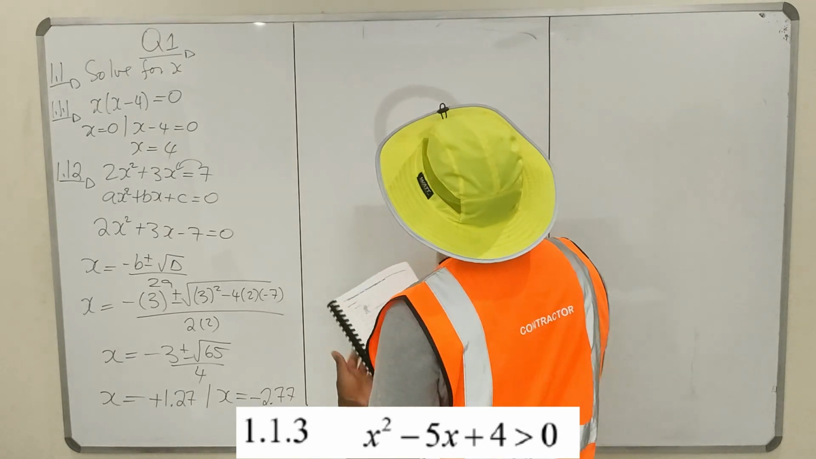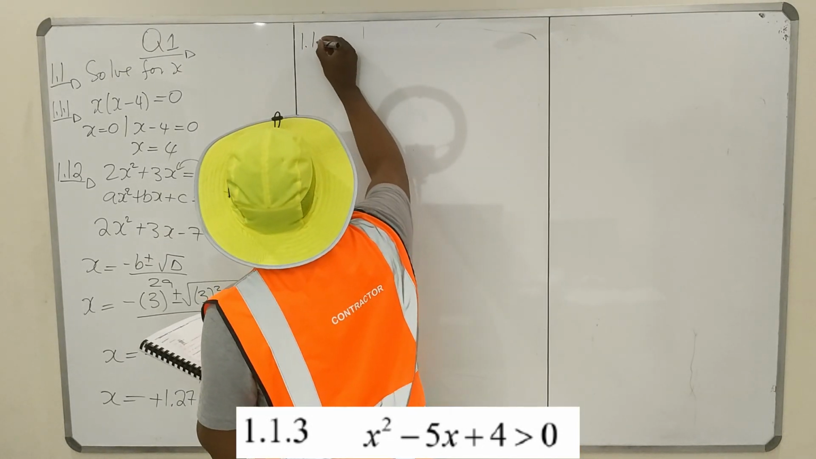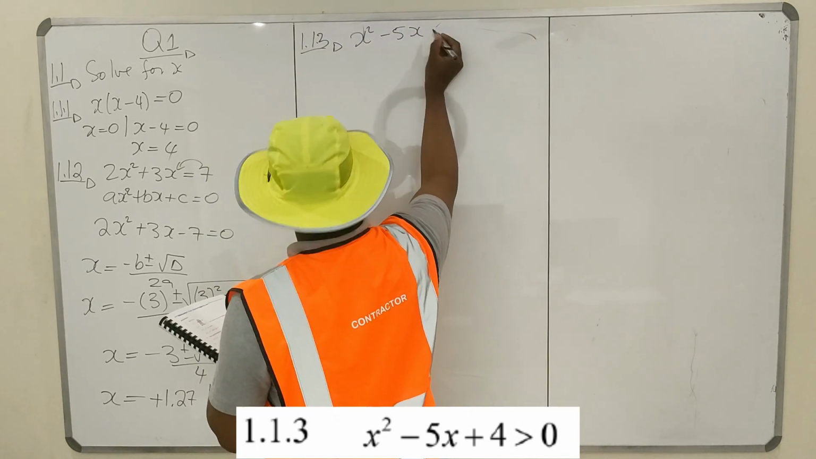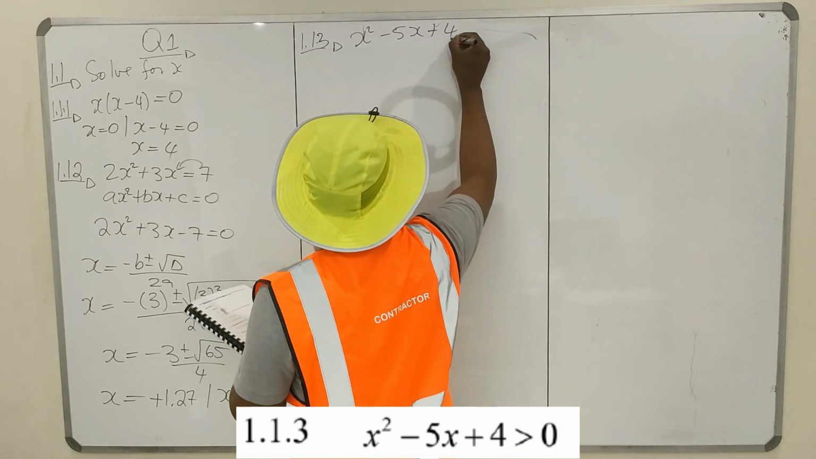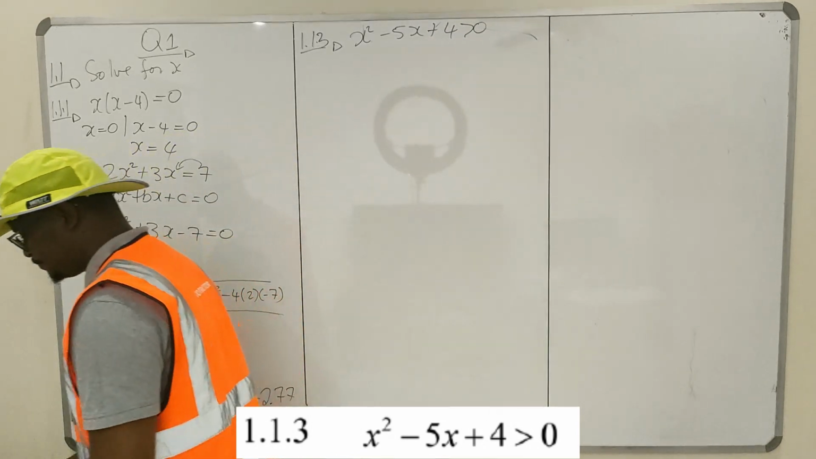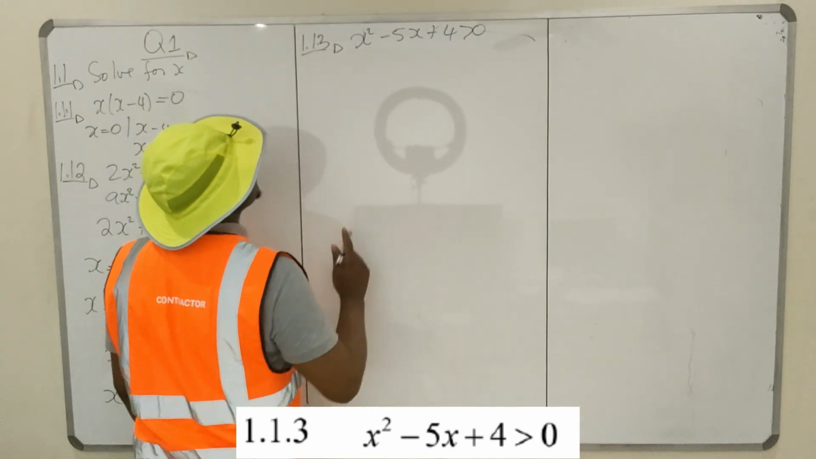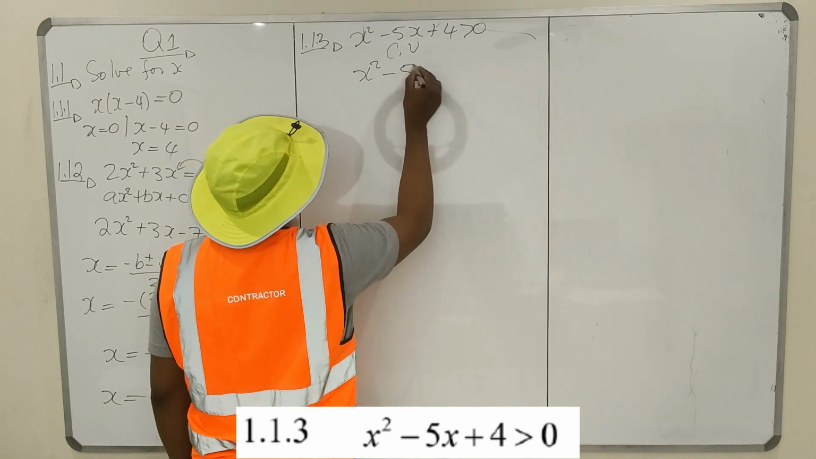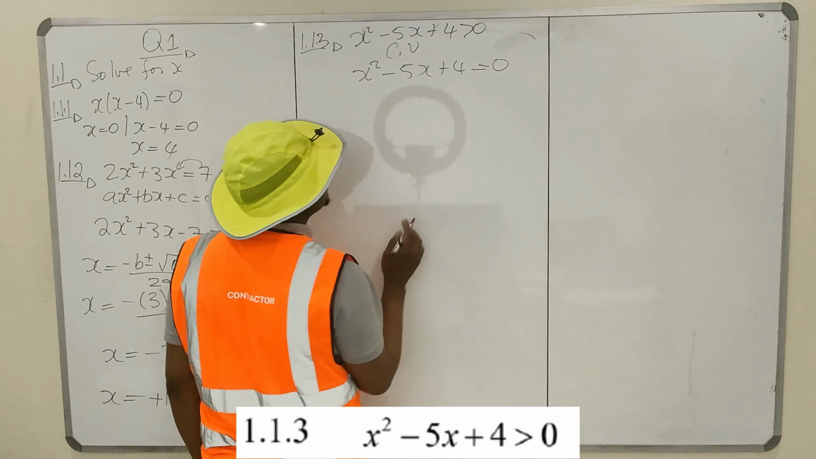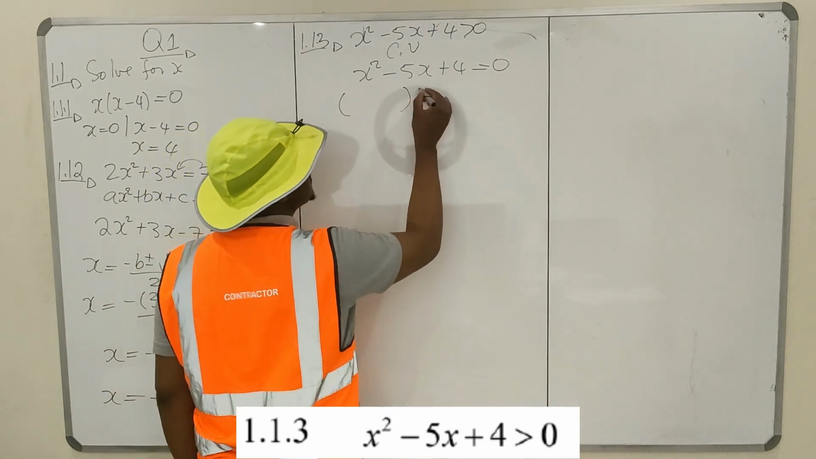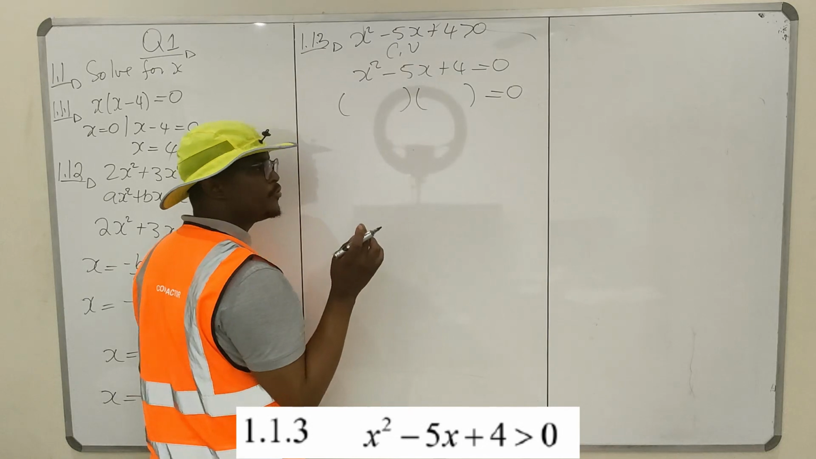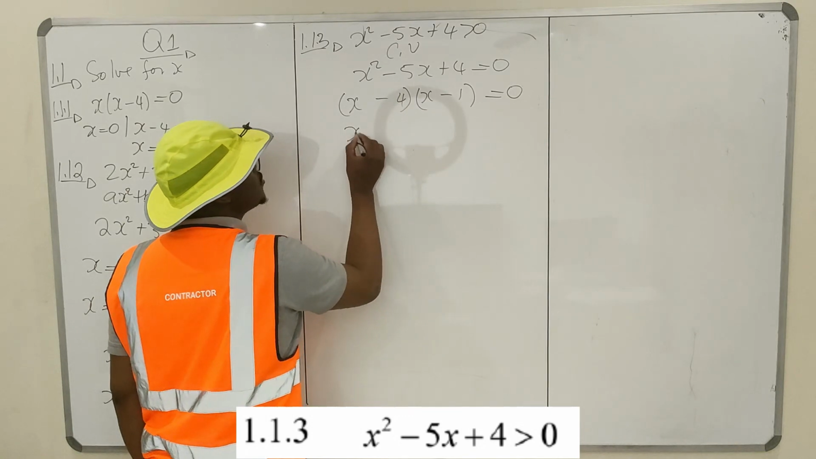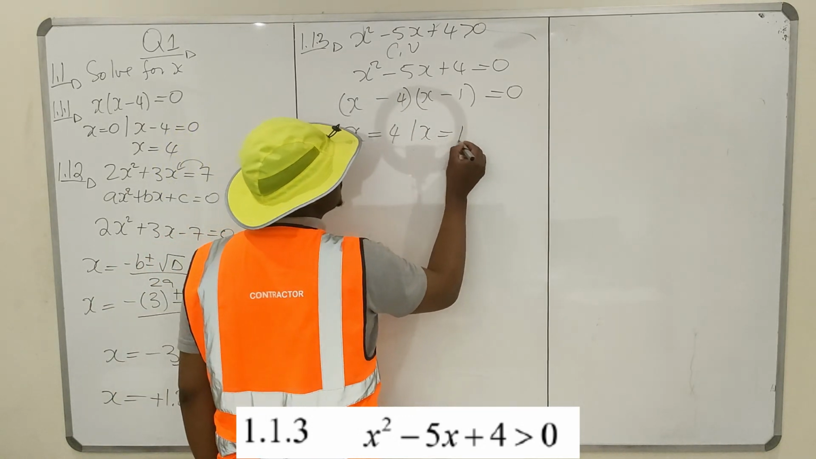So 1.1.3, inequalities. What do you have? You have x squared minus 5x plus 4 is greater than 0. When you're here, find the critical values. So critical values for x squared minus 5x plus 4 is equal to 0. Factorize this, or you can use the quadratic formula. So you have x, x, 4, 1, minus, minus. So your x is equal to 4, or your x is equal to 1.